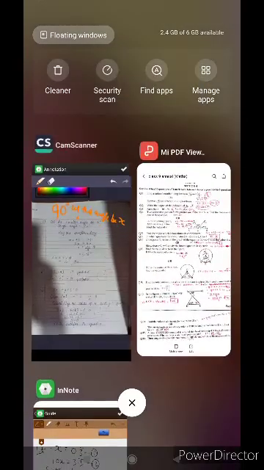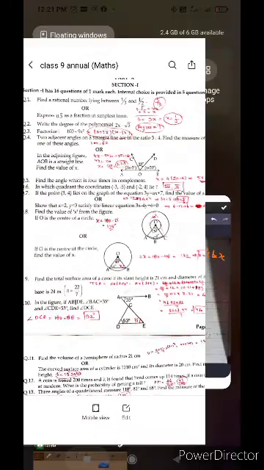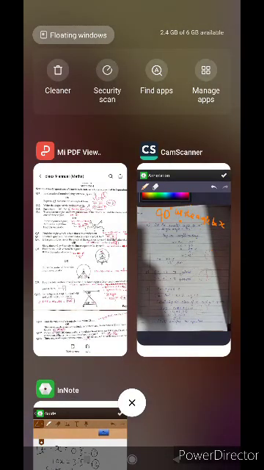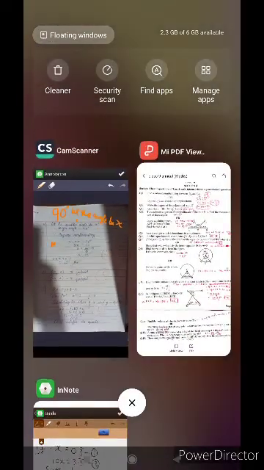Okay, now the next part, question number 6. It is asking in which quadrant the coordinates -3, 5 and -2, 4 lie. So -3, 5. Let's take the annotation.